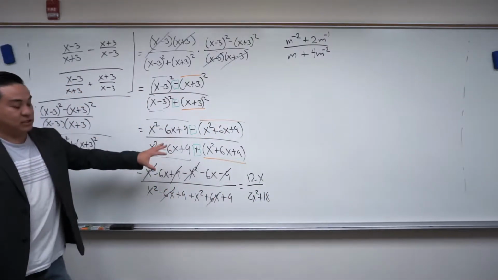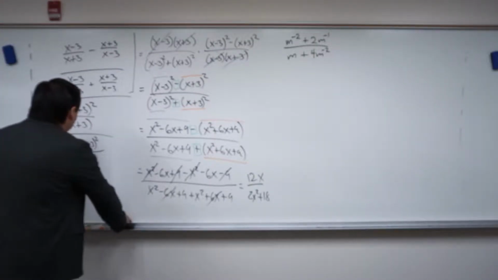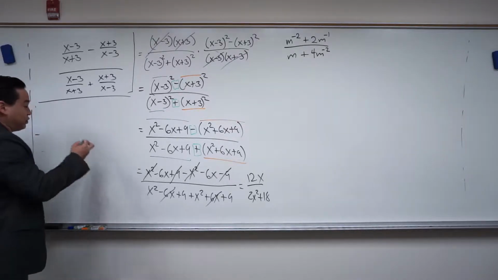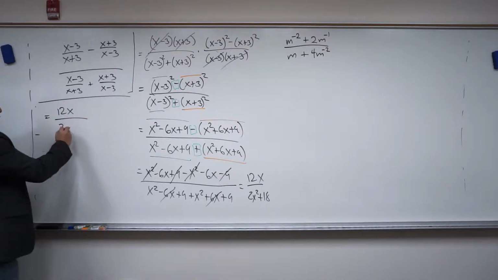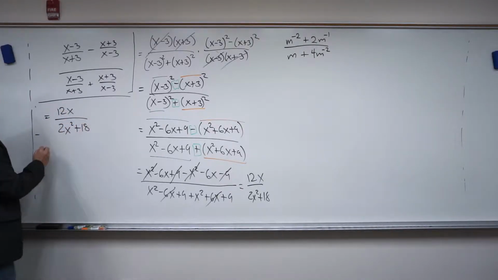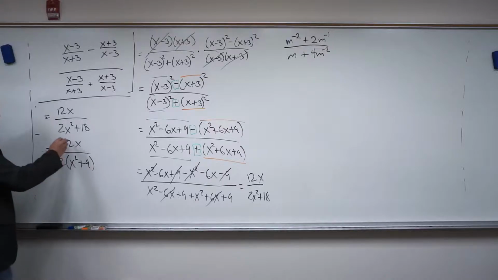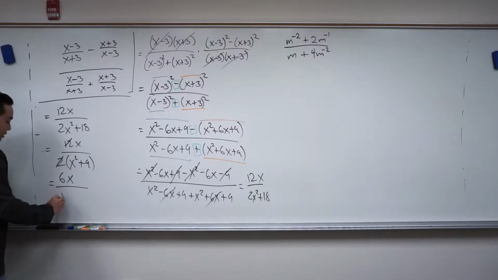And don't forget, you can't just stop there, right? You gotta see if there's anything that can be canceled out. And you can actually factor out from the denominator a 2. So I'll rewrite it here, which is going to give you 12x over 2 times x squared plus 9. So this and this can simplify as 6x over x squared plus 9.